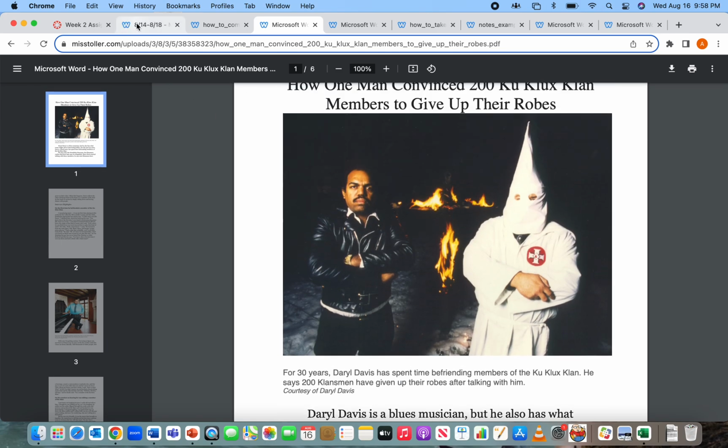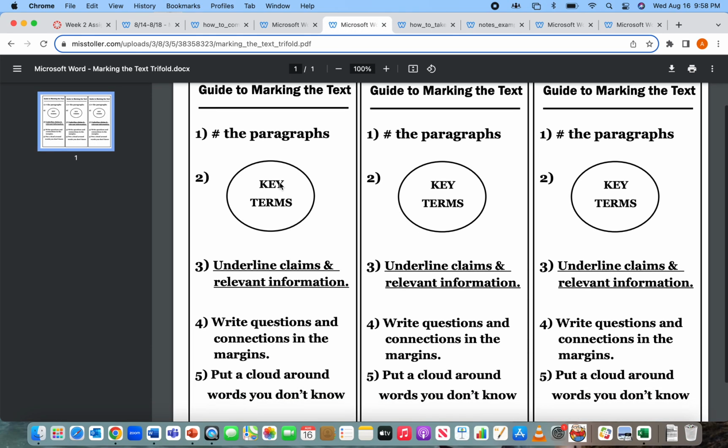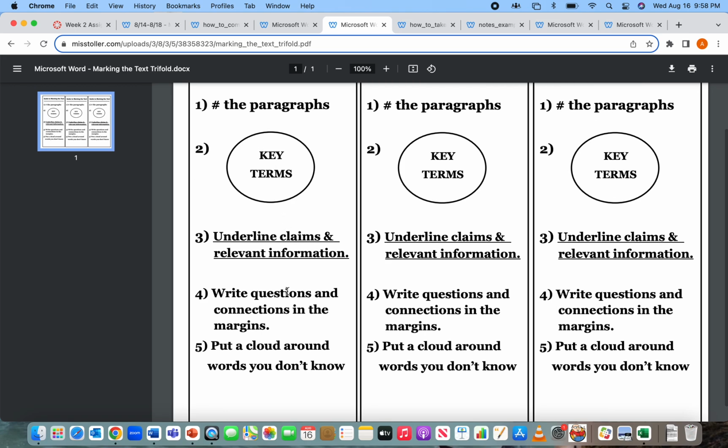When you go through the article, and I'm not going to have the bookmarks ready for you guys today, but I will have them ready for you next week. You want to follow this marking the text guide, which you'll see right here. And really what it is, when you're reading an article or annotating, you want to follow these 5 guidelines.